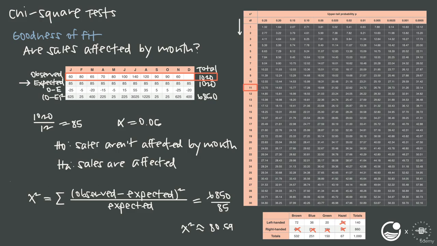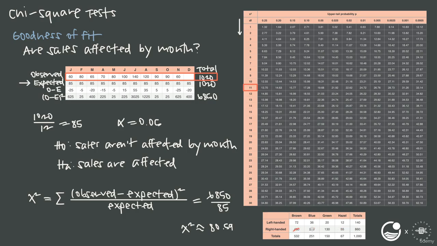That would allow us to fill in this left-handed Hazel here. So then we would have this value. And then once we have that value, we can fill in right-handed and brown by subtracting 72 from 532. So we'd have that value. We would find right-handed and blue by subtracting 36 from 251, and so on. We'd take 150 minus 20 to get this cell, and then 67 minus 12 to find this cell, and suddenly we'd have the whole table again.